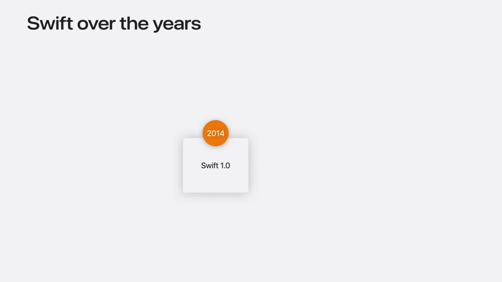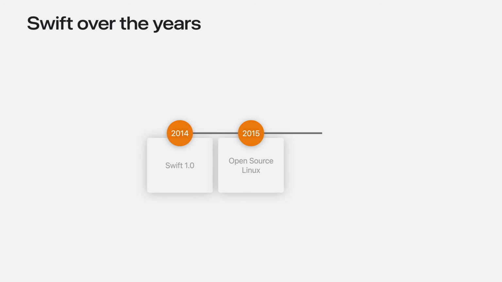This year marks a major milestone for the Swift project, as it reaches 10 years since it was announced at WWDC 2014. The year after Swift was announced, it was open-sourced and also available on Linux. We also introduced a community-driven evolution process for the language and the standard library. In 2016, we introduced Swift Package Manager along with Swift 3.